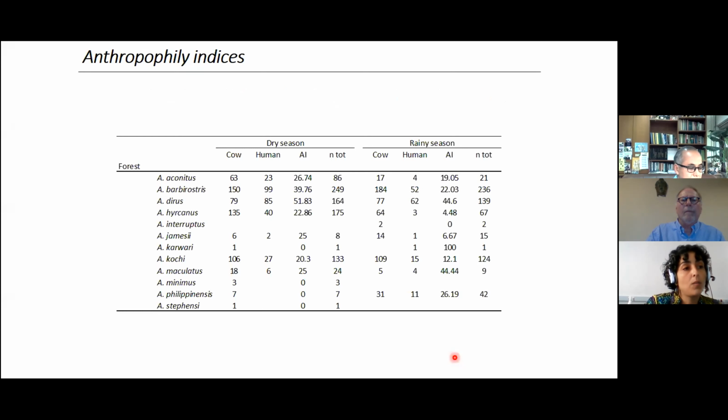And I put here the species based on the morphological identification only, including the complexes as well, in the forest sites and in the different seasons.